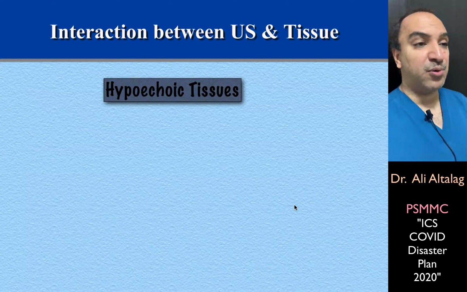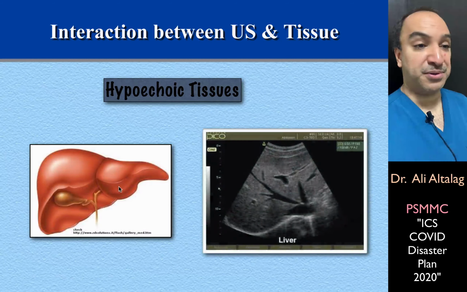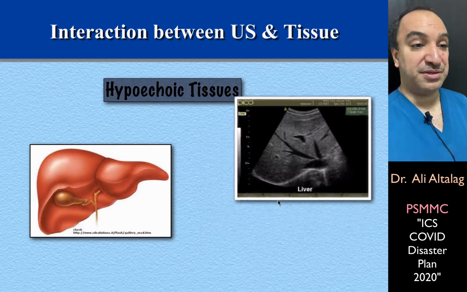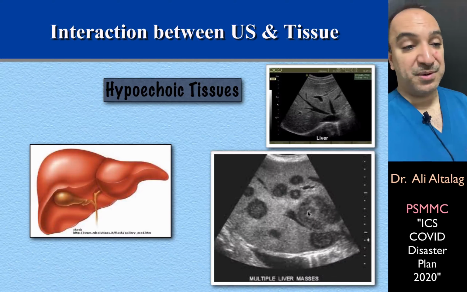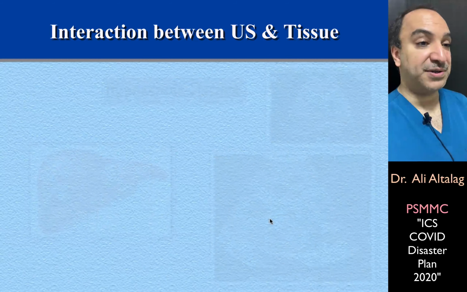The blood also is anechoic, so it is black in ultrasonography. Now, hypoechoic tissues are soft tissues in general, and they produce different grades or shades of gray. Like you see, this is the liver of a normal individual, and this is the liver of a patient with metastatic disease. As you see, this is hypoechoic. This is the normal liver, and this is the metastasis. It is more hypoechoic than the liver itself.